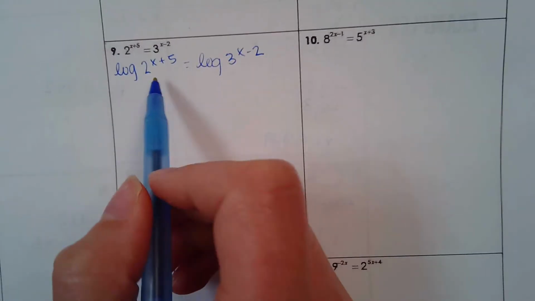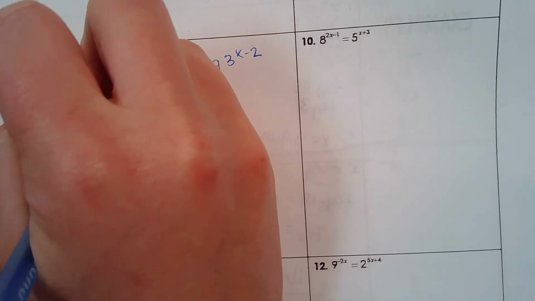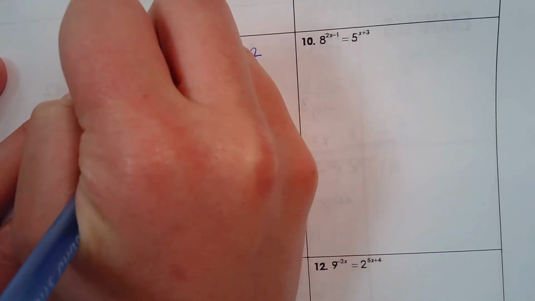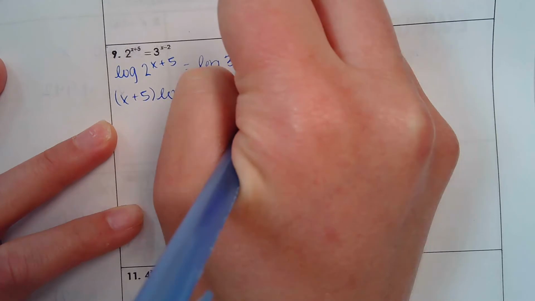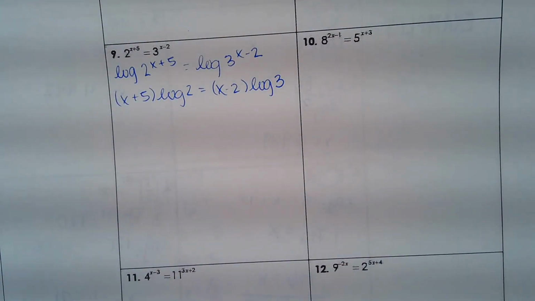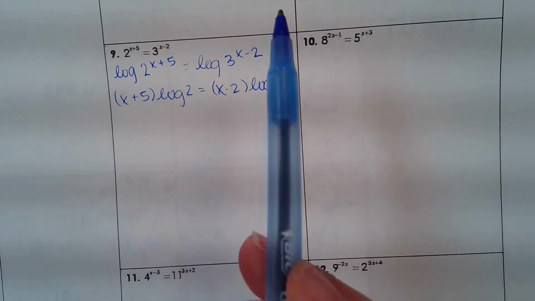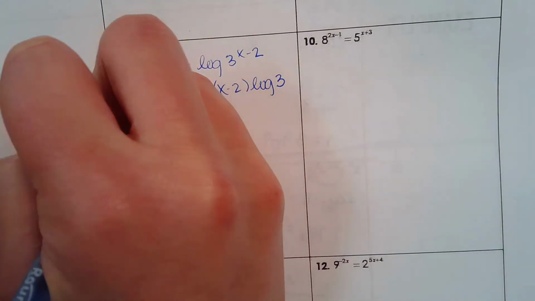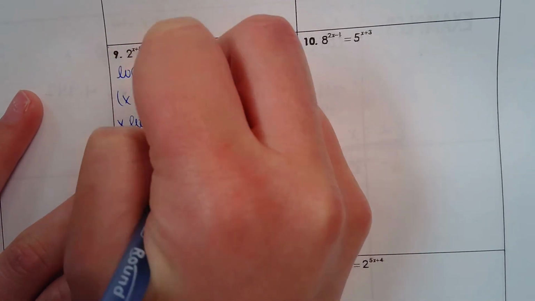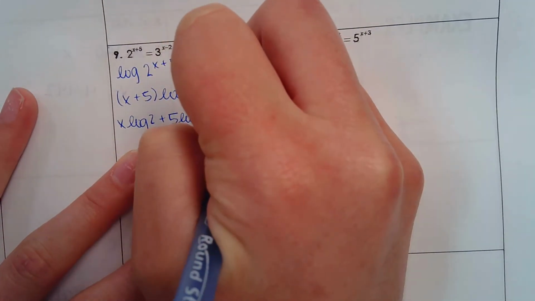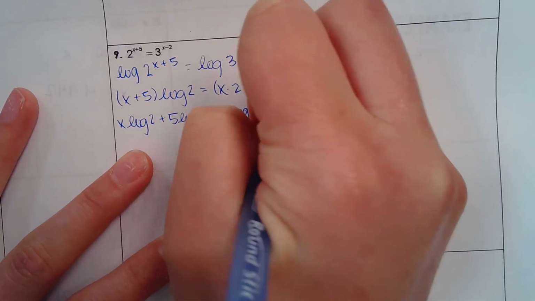But since we took the log of each side, we can pull that exponent to the front. So that would be x plus 5 all times log of 2, and then x minus 2 all times log of 3. So then at this point, I would distribute the log here and here. So we'll have x times log of 2 plus 5 times log of 2 equals x times log of 3 minus 2 times log of 3.